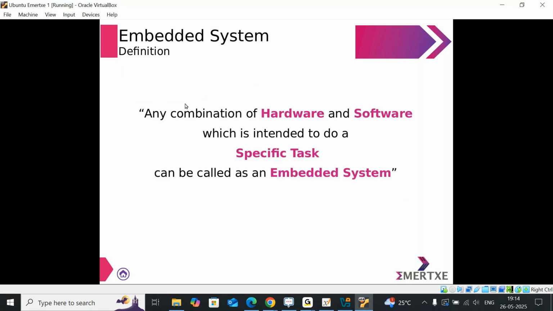So an embedded system is nothing but any combination of hardware and software which is intended to do a specific task. These are the keywords that should be there in the embedded system definition. So it's hardware plus software to do a specific task. That is an embedded system.